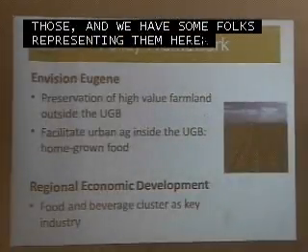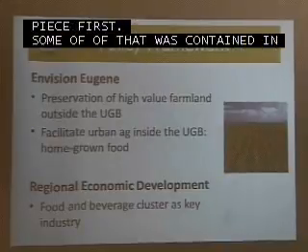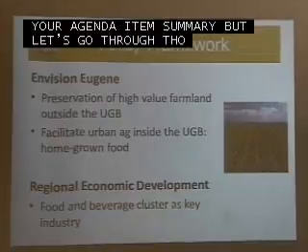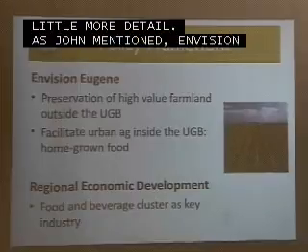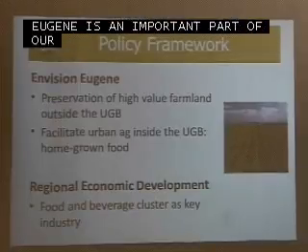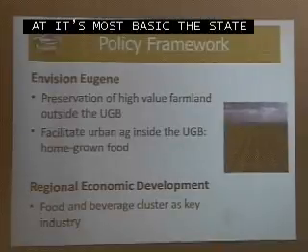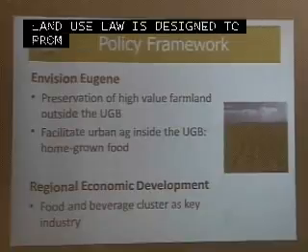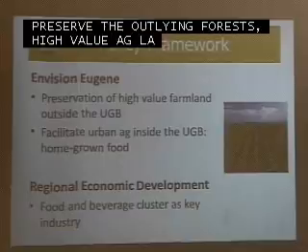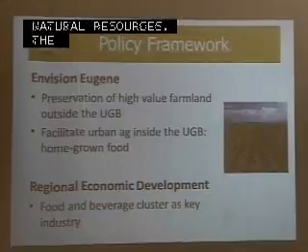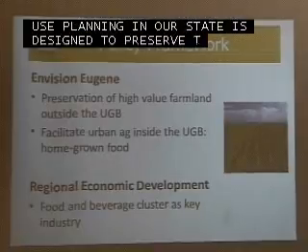So let's dig into the policy piece first. Some of that was contained in your agenda item summary, but let's go through those in a little more detail. As John mentioned, Envision Eugene is an important part of our policy framework that informs our food system. At its most basic, the state land use law is designed to promote compact urban areas and preserve the outlying forests, high-value ag land, and other natural resources. So the fundamental approach to land use planning in our state is designed to preserve that agricultural resource.